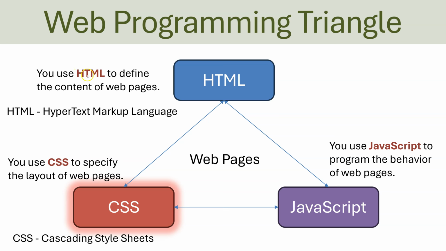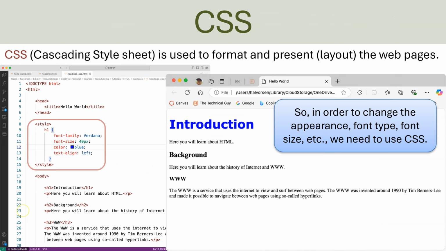So you use HTML to define the contents of the web pages, while you use CSS to specify the layout of the web pages, and then you use JavaScript to program the behavior of the web pages. So let's dig into this part, CSS or cascading style sheets. Here you see a basic example where CSS is used to format and present the layout of the web pages.